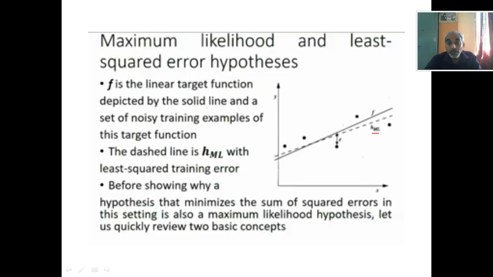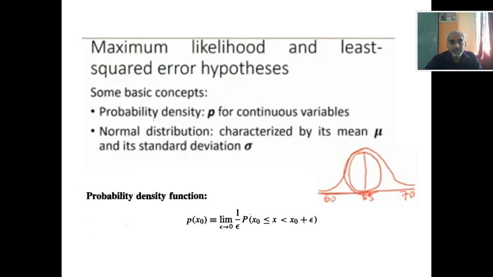Now before showing why a hypothesis that minimizes the sum of squared errors in this setting is called the maximum likelihood hypothesis, so why is the hypothesis which minimizes the sum of squared errors called a maximum likelihood hypothesis? To understand this, we will look into two important concepts.